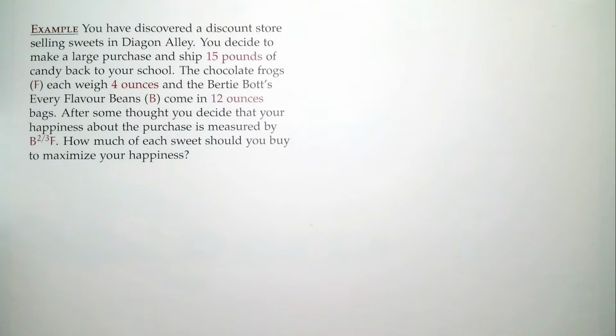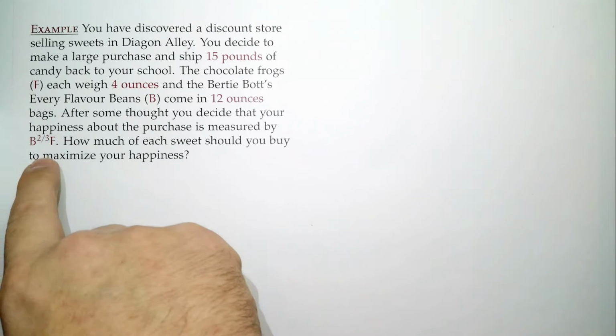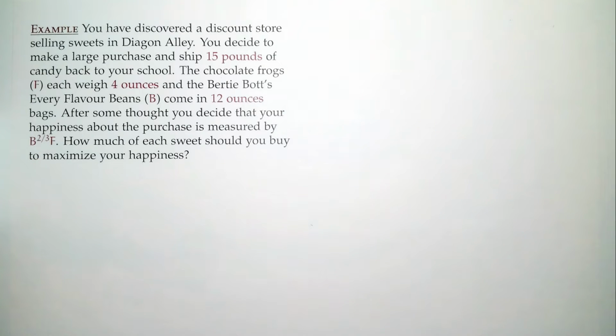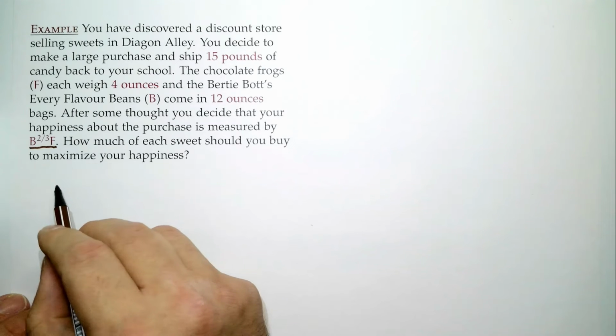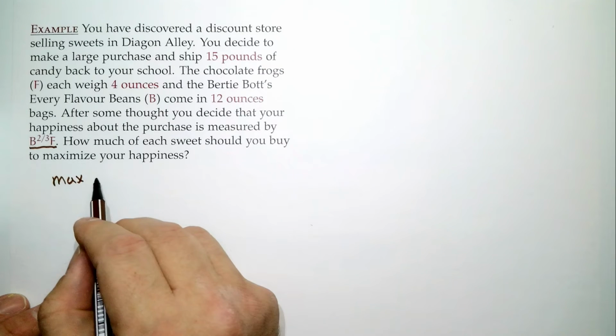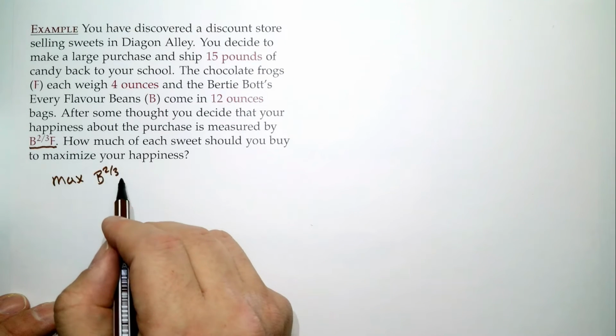After some thought, you decide that your happiness about the purchase is measured by the function B to the 2/3 times F. How much of each sweet should you purchase to maximize your happiness? Okay, good. Well, we're always about maximizing happiness, so this is a positive sign. So, in some sense, we know what we have to maximize. We have this nice function here. So our goal is we want to maximize B to the 2/3 times F.